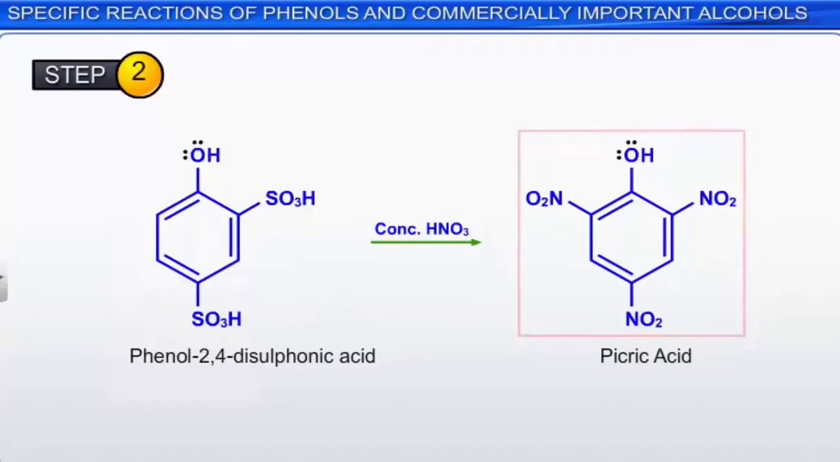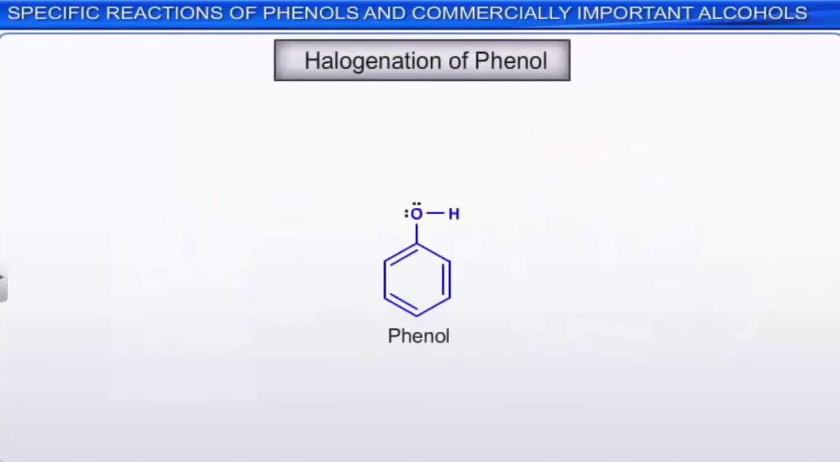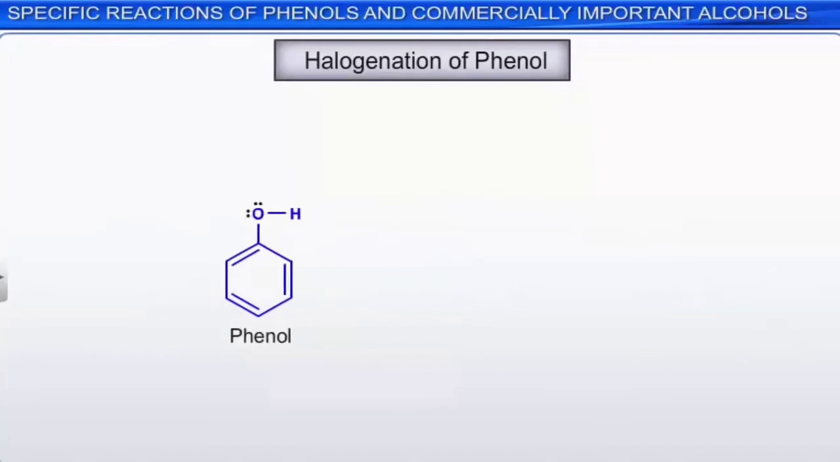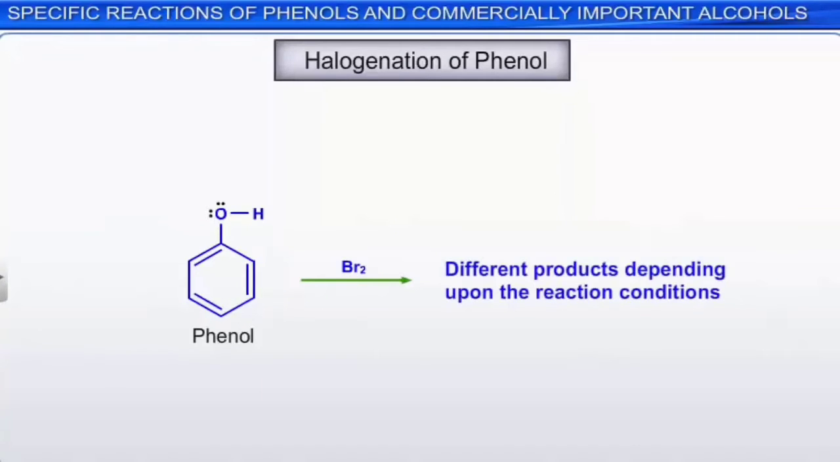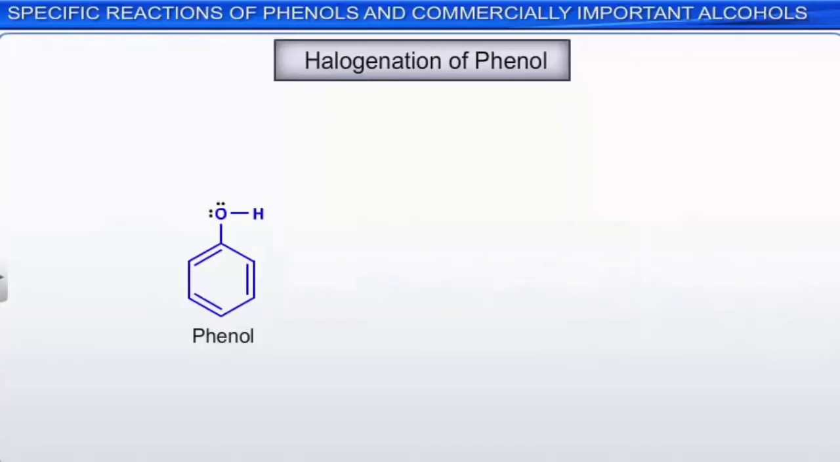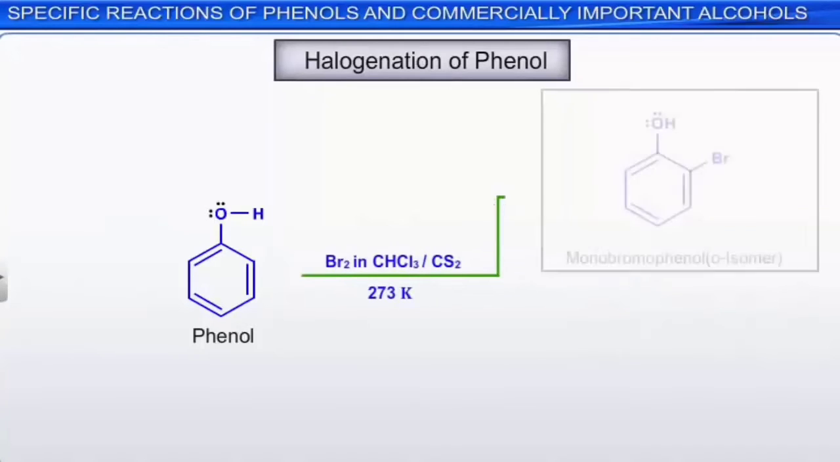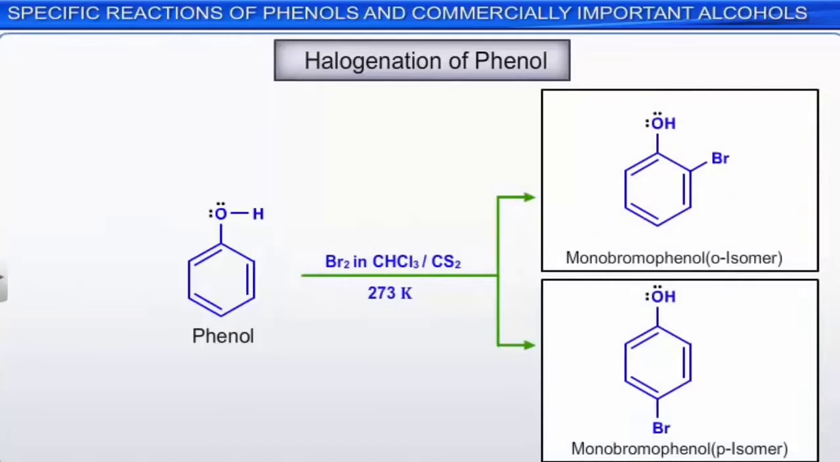Phenol also undergoes halogenation reactions. The reaction of phenol with bromine gives different products depending on the reaction conditions. Let's look at this in more detail. If phenol is treated with bromine in low-polarity solvents, such as chloroform or carbon disulfide, at room temperature, monobromophenols are produced.